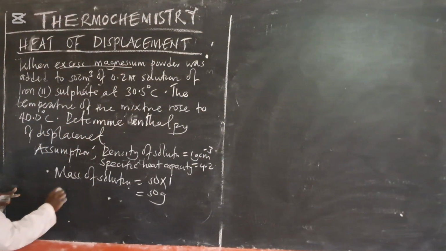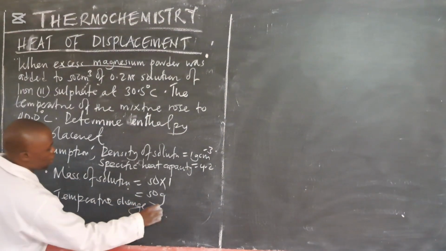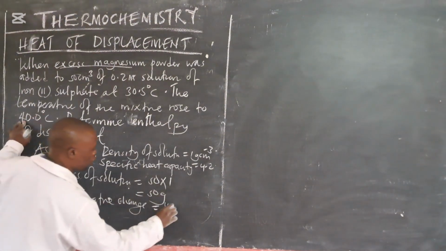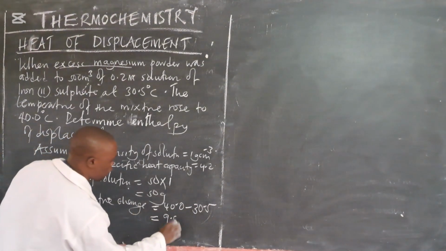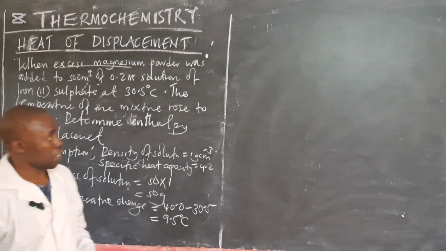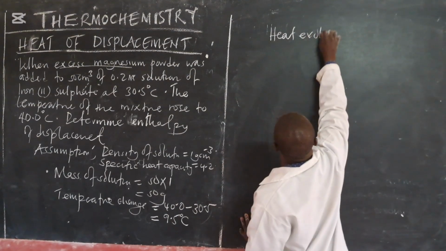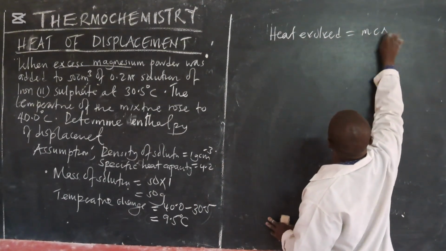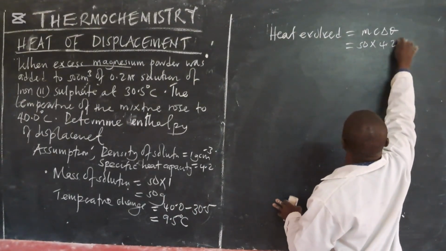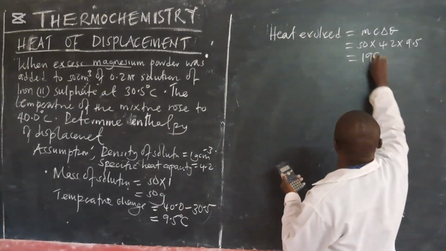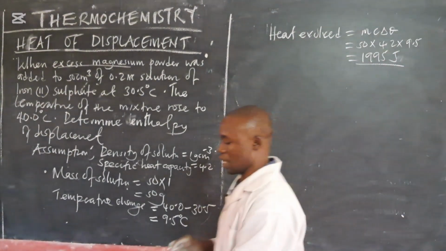So let's look at the temperature change. Temperature change is actually 40.0 minus 30.5, giving us about 9.5 degrees C. Now let's look at the heat given out here. Heat evolved, or heat change, is equal to mass times specific heat capacity times temperature change. So the mass is 50, specific heat capacity 4.2, temperature change 9.5, and that gives 1995 joules. So these are the joules of heat produced there.